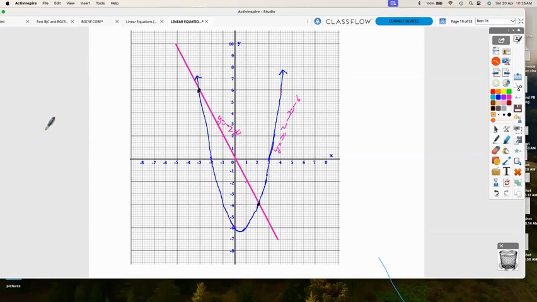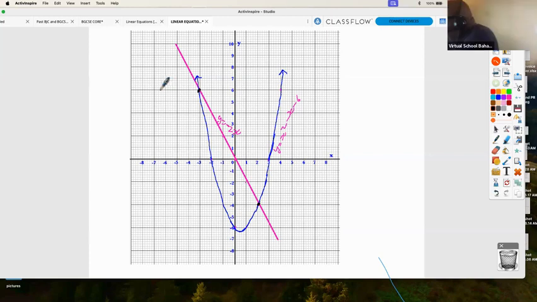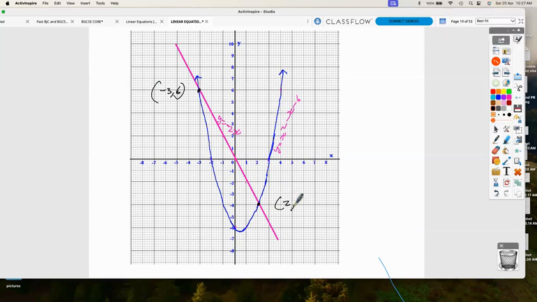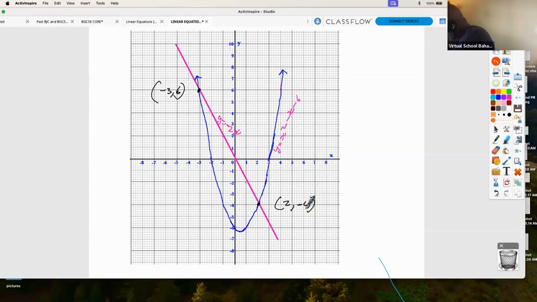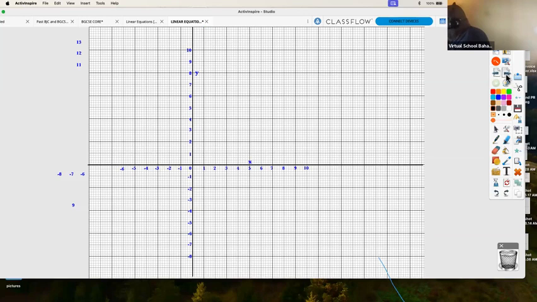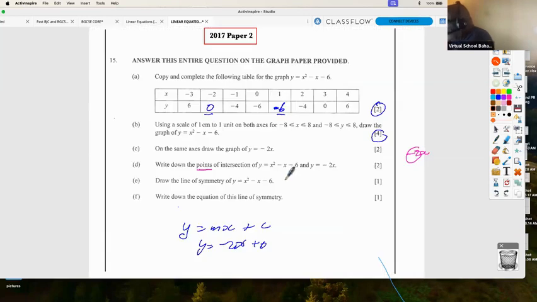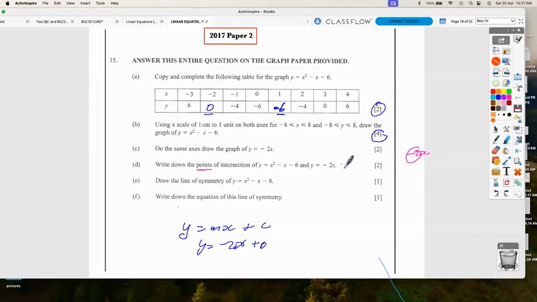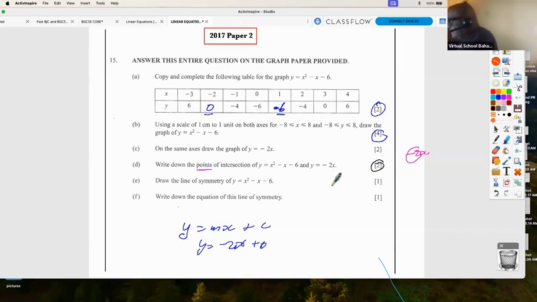-2, 6. No, not 2, that's negative 3. So that point is -3, 6. And what is this point here? 2, -4. So those are the answers that you would write for this one. Okay? That is how you get your marks for each of them.